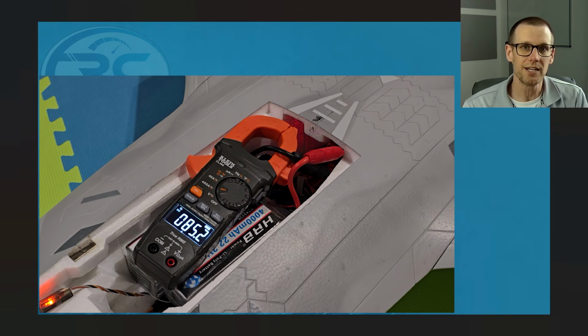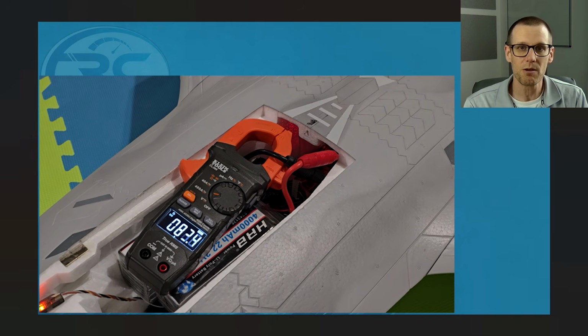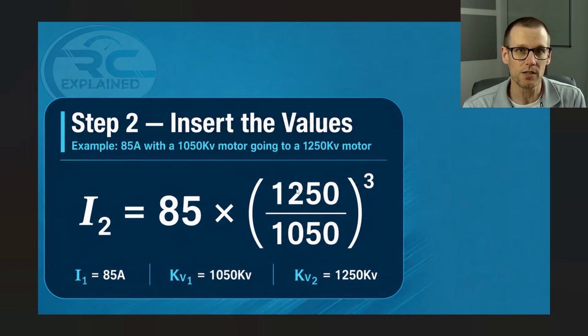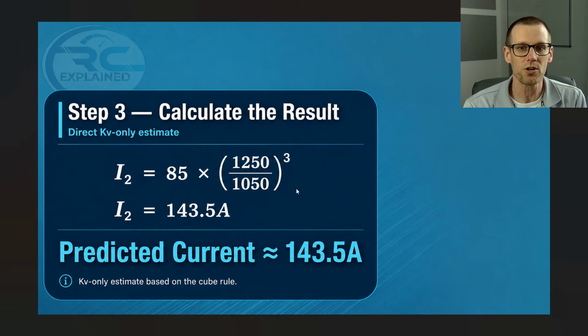So now the next thing I need to do is take that 85 amps, that's going to represent my I1 here. The kV1 is going to represent the kV of number one motor, which is the 1050 kV motor, and the kV2 is the 1250. So we throw those values in, this is what it looks like, and then when we calculate the actual answer, it shows us that we're going to go from 85 amps here, shown in the middle, up to 143.5 amps. Now that is quite serious. That's nearly double the amount of current. And all we're doing is going from 1050 kV to 1200 kV.